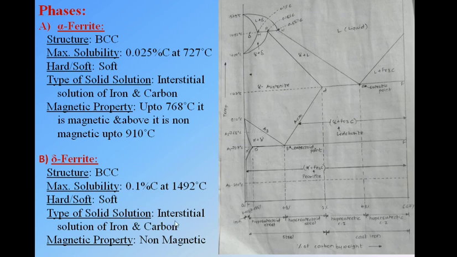Again it is a steel, so it is an interstitial solution of iron and carbon. Magnetic property, as you know, above 768 everything will be non-magnetic in nature. So delta ferrite is also non-magnetic in nature. Okay, are you getting it or not? Simply go through the structures, maximum solubility, hard or soft, solid solution, magnetic property. Okay, simple points are there.